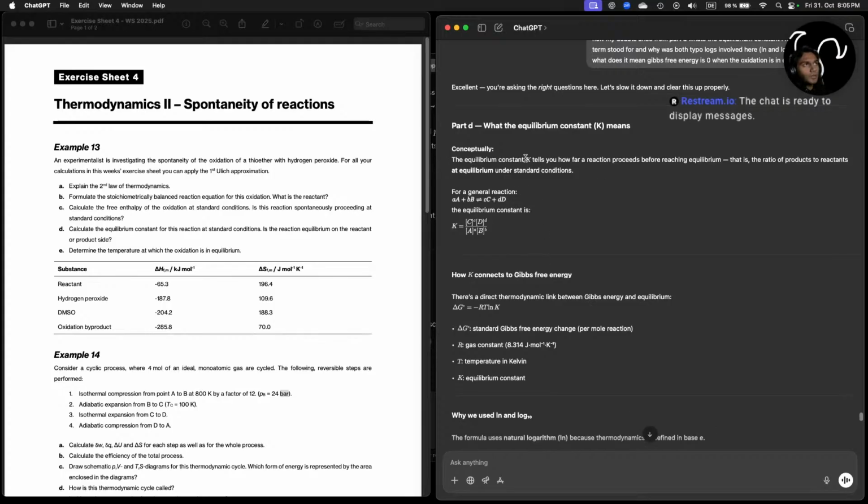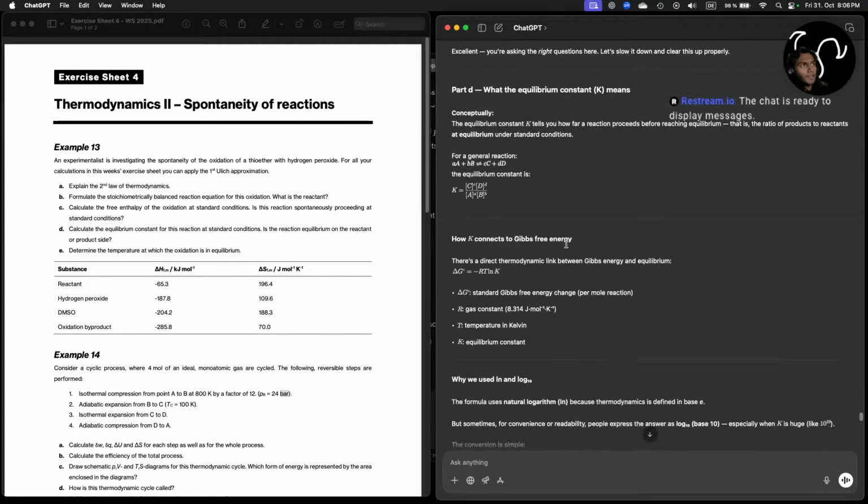Conceptually, the equilibrium constant K tells us how far a reaction proceeds before reaching equilibrium. That is, the ratio of products to reactant at equilibrium under standard condition. For a general reaction, the equilibrium constant is... How far a reaction proceeds before reaching equilibrium. Okay, that is the ratio of products. Okay. How K connects to Gibbs free energy.